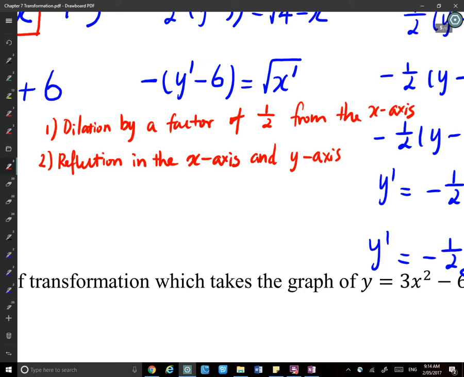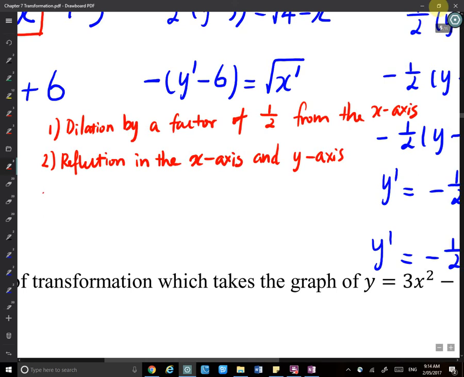You can reflect x first and then y, or y first and then x. That will be the same result. So which side you reflect first doesn't matter. Reflecting in x and then in y, or in y and then in x, will be the same. And then translation.